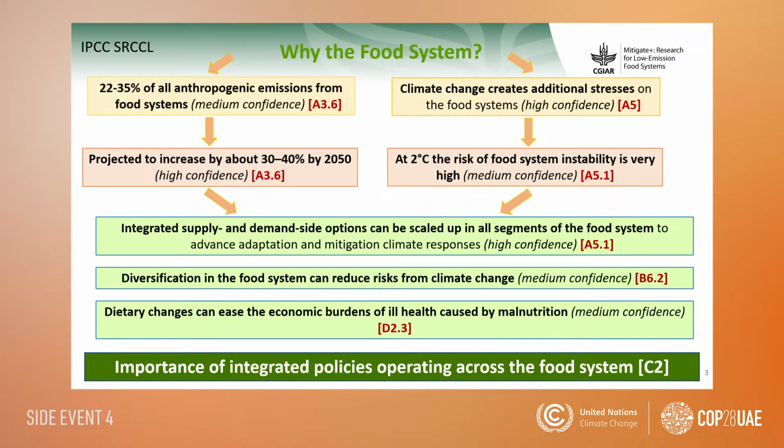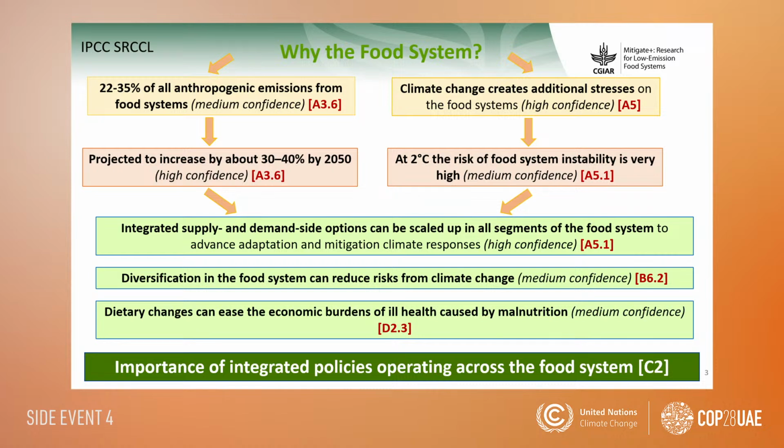So we know that food systems are responsible for about 22 to 35% of anthropogenic emissions. This is all summarized from the IPCC Special Report on Climate Change and Land. The little numbers after indicate where you can find the background science in the summary for policymakers. So 22 to 35% of emissions come from food systems, and these are projected to increase by about 30 to 40% by 2050. We know that climate change also creates additional stresses on food systems, and at 2 degrees C, the risk to food system instability is very high.